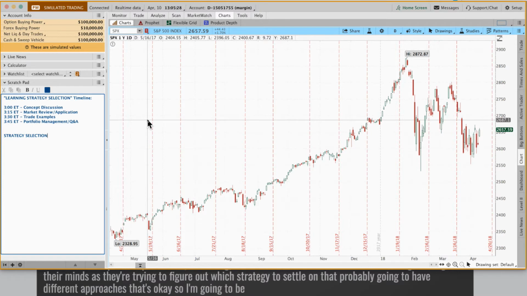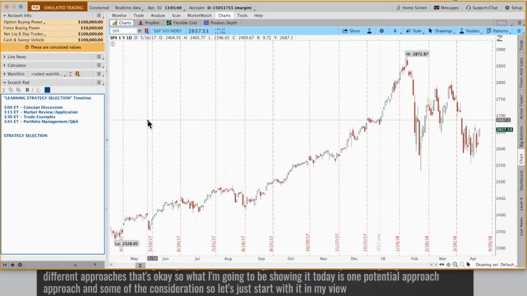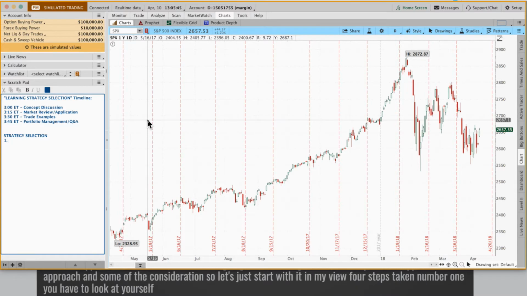So what I'm going to be showing you today is one potential approach and some of the considerations. So let's just start with it. In my view, you might accomplish a lot just with four steps taken. Number one, you have to look at yourself and take a personal assessment of your needs from your options trading.